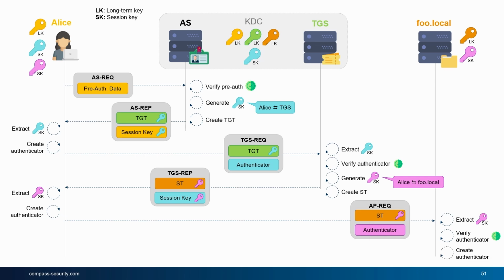As a last step, it will create its own authenticator and simply encrypt that again with the same session key and send this back to Alice. Now, once this step is completed and everything is in order, we arrive at a situation where both parties are mutually authenticated and have exchanged key material that can then be used to secure the communication.